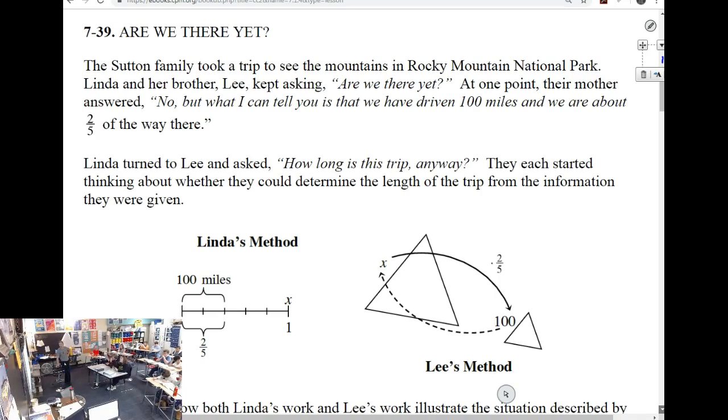So they're going on a trip. They're asking, are we there yet? Continue. At one point, their mother answered, "No, but what I can tell you is that we have driven 100 miles and we are about 2/5 of the way." All right, Aiden, continue from there.